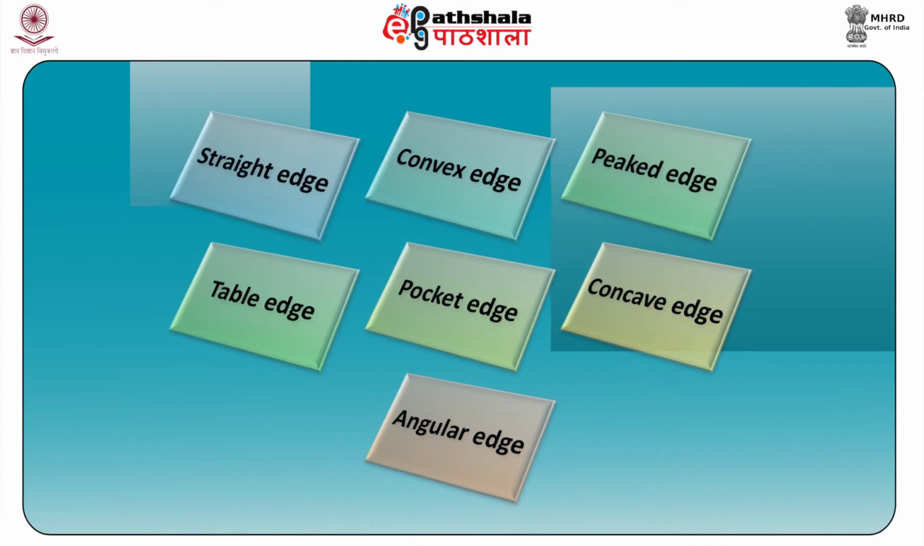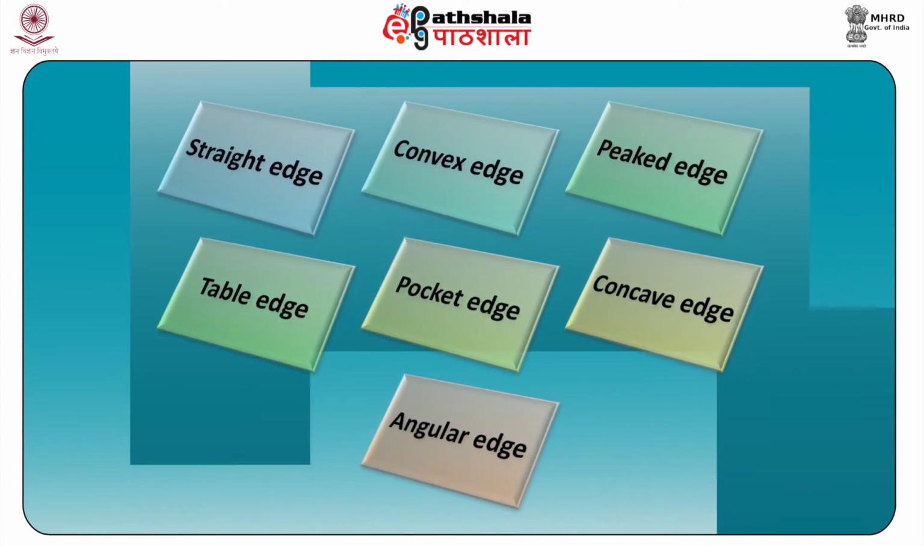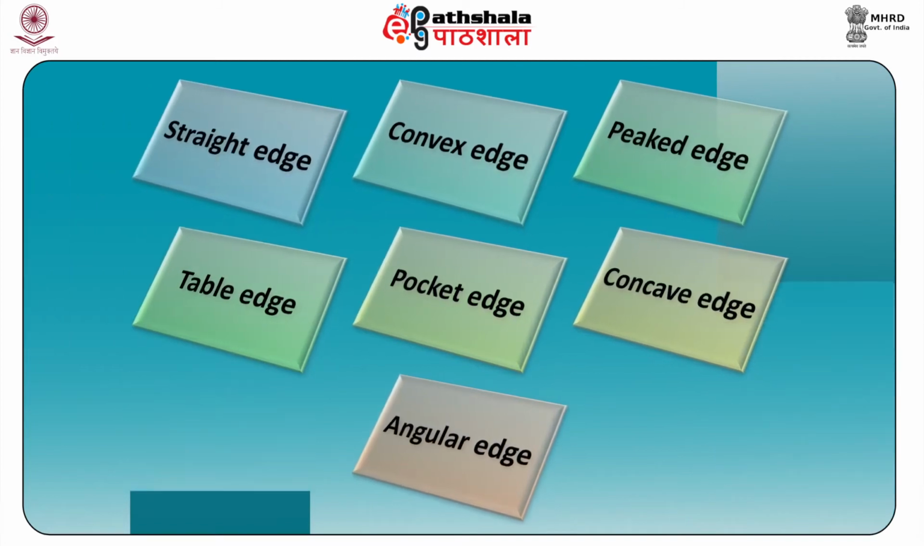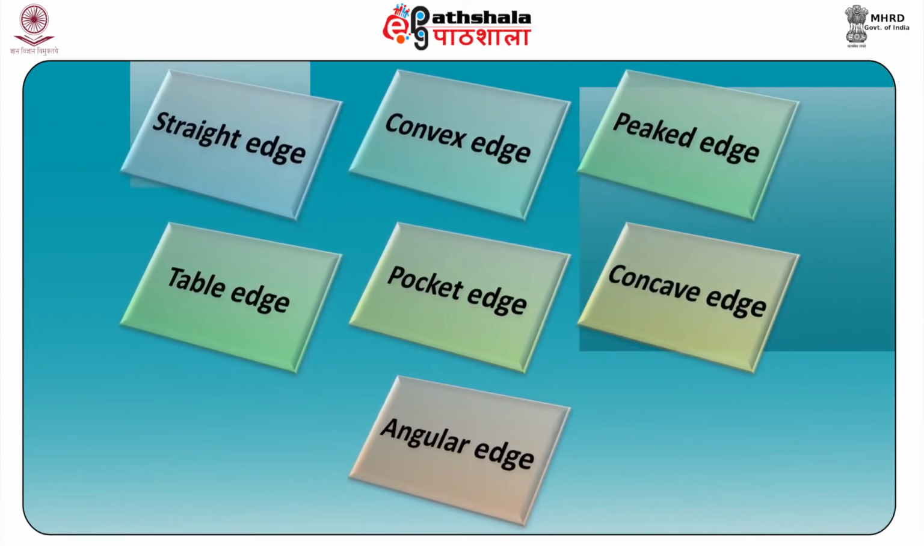Chatterjee in 1962 classified the characteristics of edges of the friction skin into seven classes, that is the straight edge, convex edge, peaked edge, table edge, pocket edge, concave edge, and the angular edge. The type of surface on which these chance prints appear and the kind of ink used affect the visibility of these ridges. To sum up, a holistic approach to identification of the friction ridge surface is required.